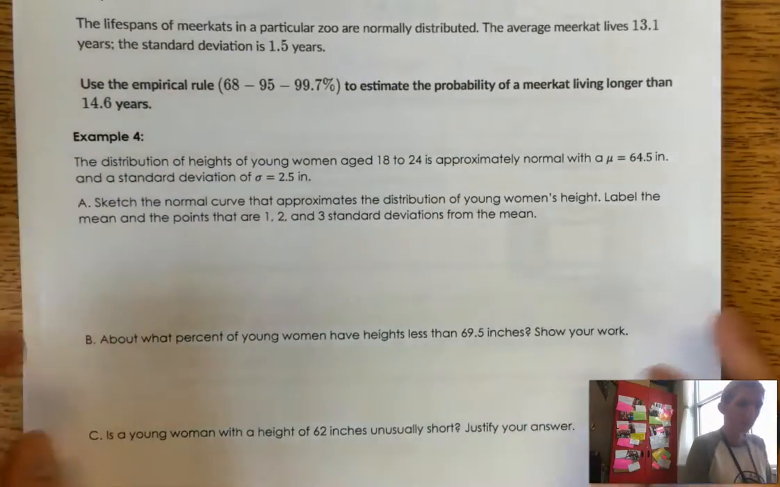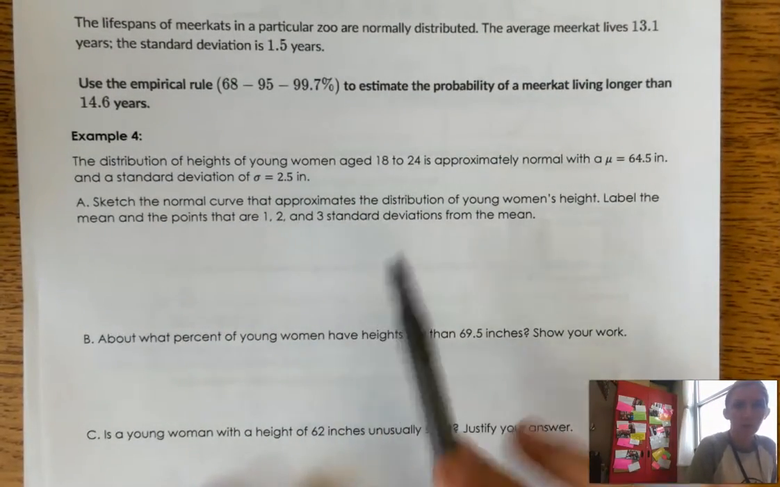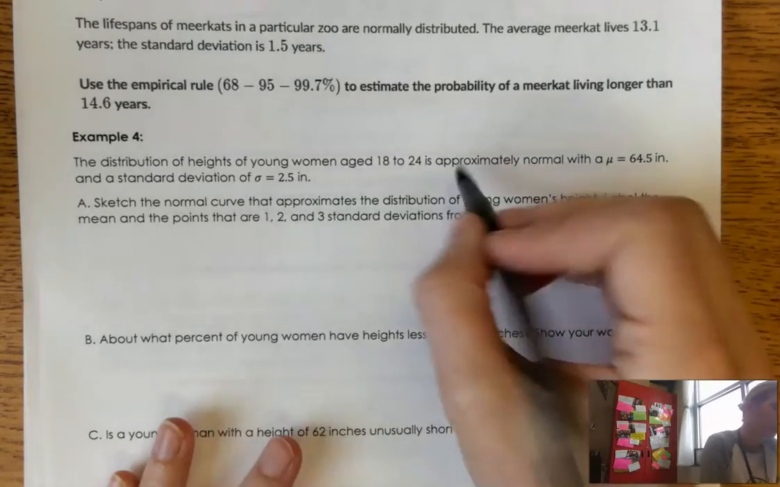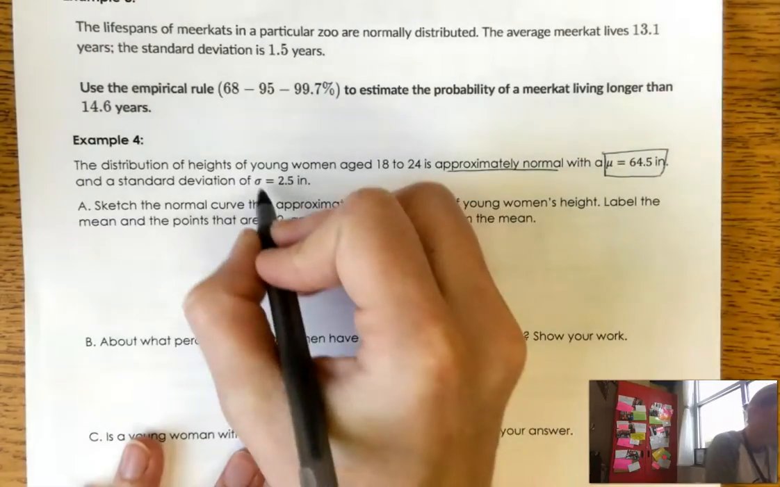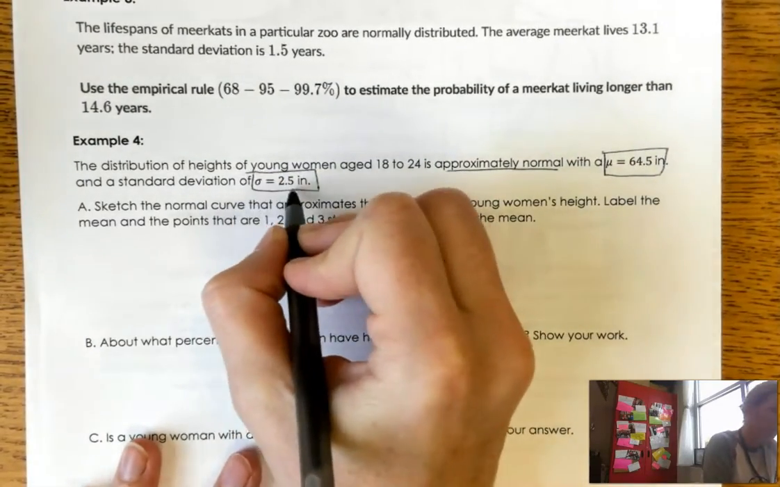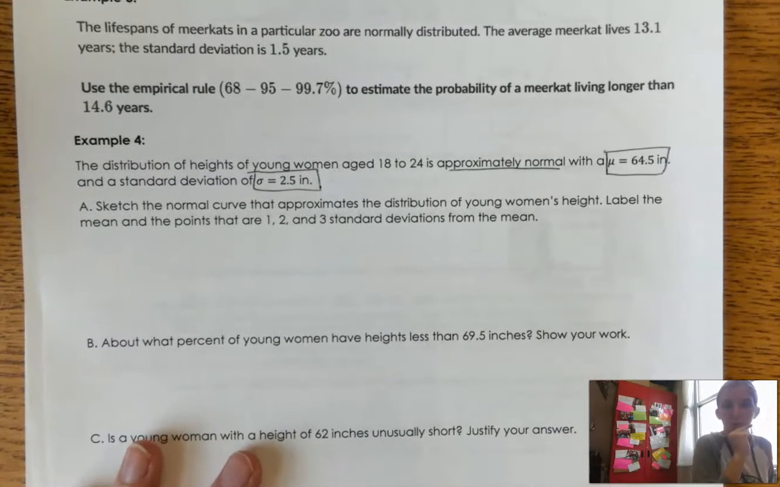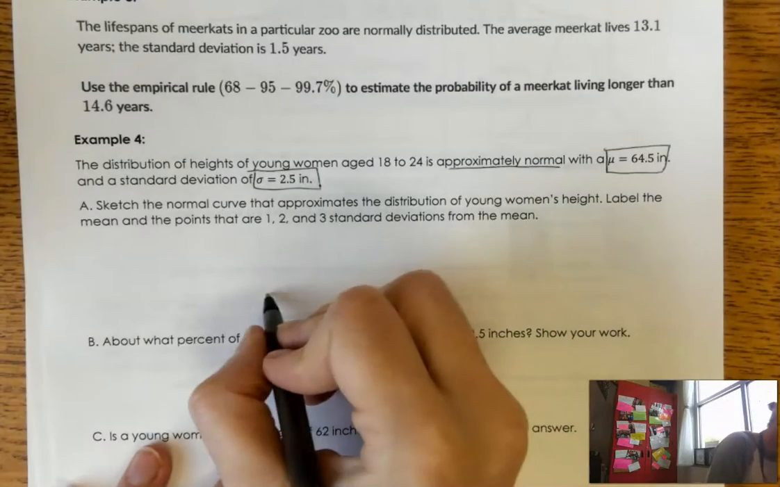Alright, I'm going to keep going through these examples for those of you that want more assistance. So the distribution of heights of young women aged 18 to 24 is approximately normal with a mu of 64.5 and a standard deviation sigma of 2.5 inches. Sketch the normal curve that approximates the distribution of young women's heights. Label the mean and the points that are 1, 2, and 3 standard deviations from the mean in both directions.